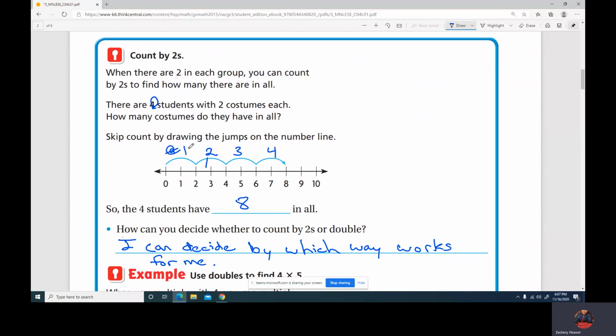So when some people see, for example, 2 times 4, some would skip count 2 4 times. Some would skip count 4 2 times. Skip counting 4 2 times is 4, 8, which is basically doing 4 plus 4. So either way would be fine.